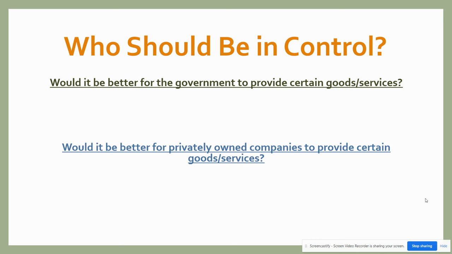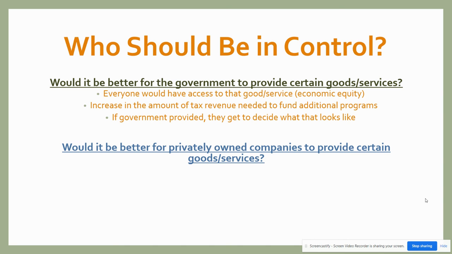Now, the question comes down to, for these economic systems we're about to get into, who is the best group to make the decisions and who should be providing these goods and services? Some people think that it's the government, and some people think that it's privately owned companies. If you're on the side of the government being the best option to provide goods and services, that usually means you value economic equity and fairness, that everybody gets access to it and you shouldn't have to pay to get certain things.